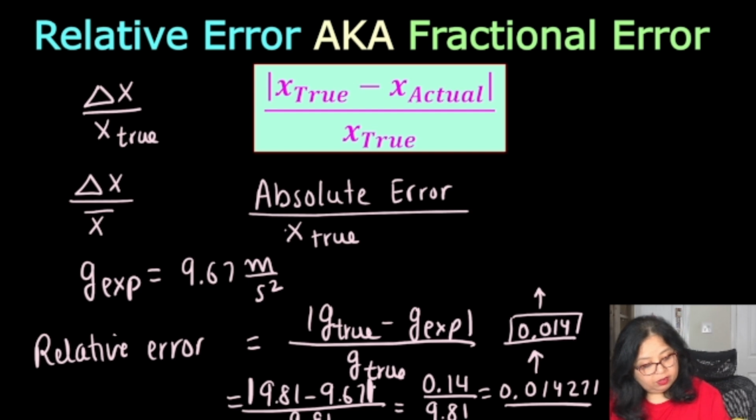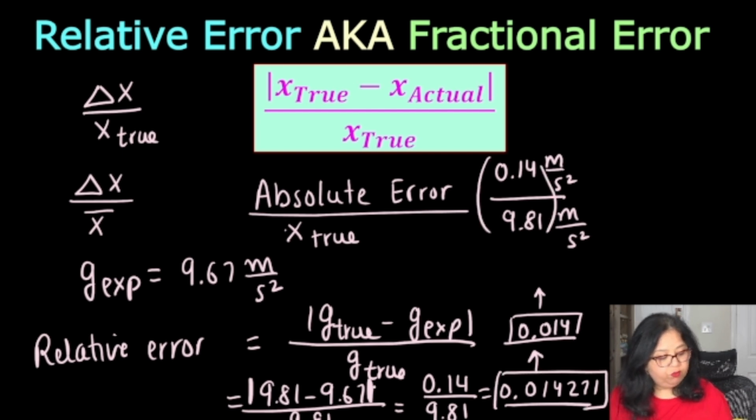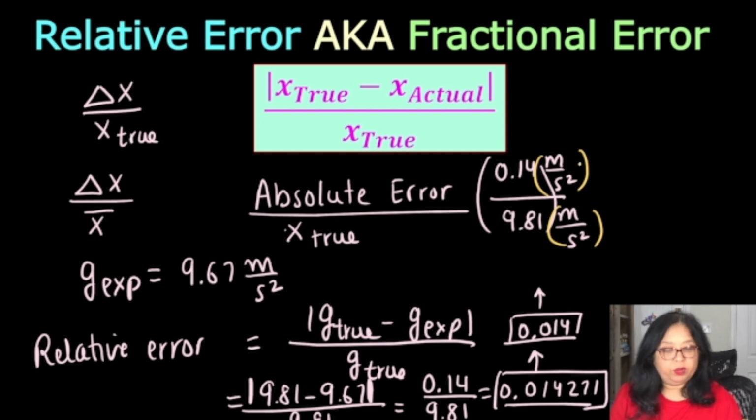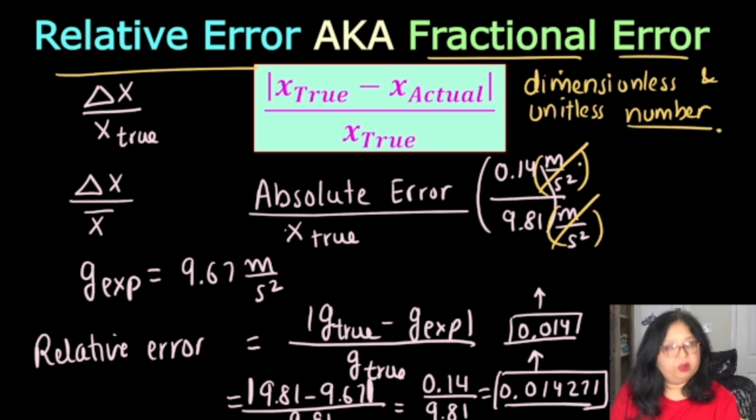So, what are the units of this relative error? At the top, I have 0.14 meters per second squared. At the bottom, I have 9.81 meters per second squared. Dividing these two numbers will give me 0.014271. And dividing meters per second squared by meters per second squared, the units cancel out. So the relative error, which is also known as fractional error, is a dimensionless and a unitless quantity. It will just be a number.